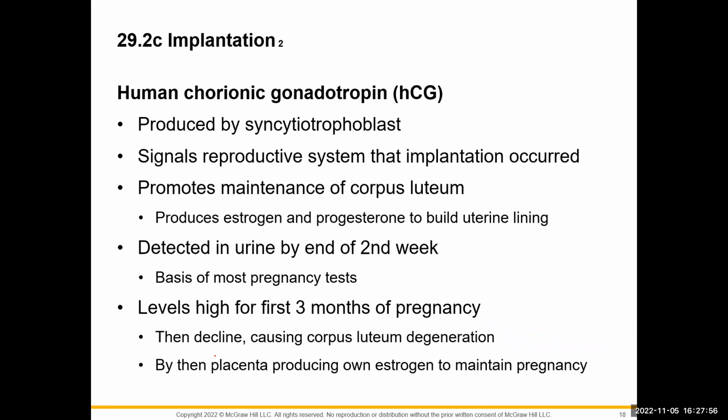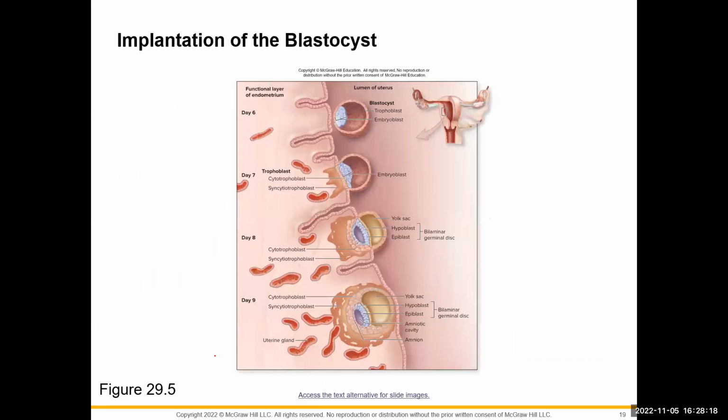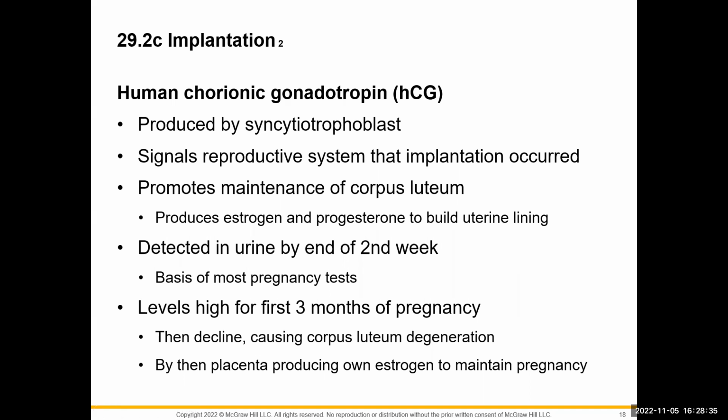So this is a good time to talk about HCG, human chorionic gonadotropin. HCG is the hormone that is detected by most pregnancy tests. And so the syncytiotrophoblast, that outer layer, which is displayed right here, you can see it progressing. This layer is going to produce that HCG.